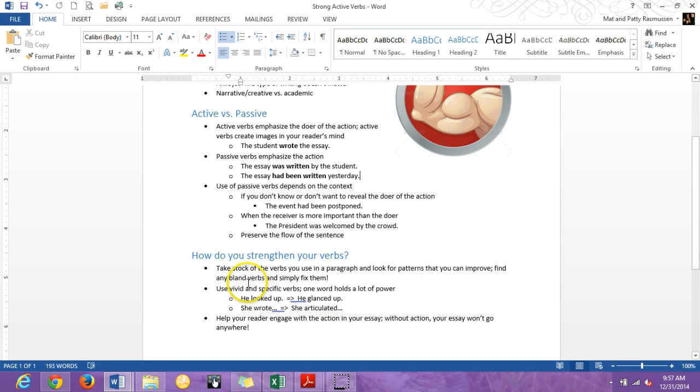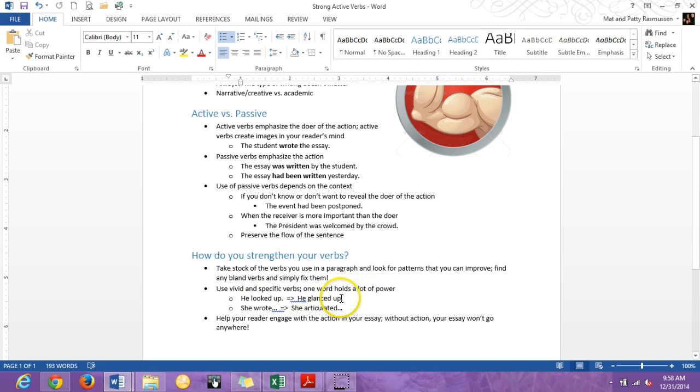Also, you want to make sure that you use very vivid and specific verbs because, as I said before, one word can hold a lot of power when you're trying to say something. So instead of saying he looked up, he glanced up. Was it a quick look? He gazed up. What kind of look was it? Because looked is very generic and bland. It doesn't give a whole lot of description. Changing it to a different word can be much more specific, and it can have some connotation that comes along with it. It can provide some meaning and some emphasis simply by changing one word.